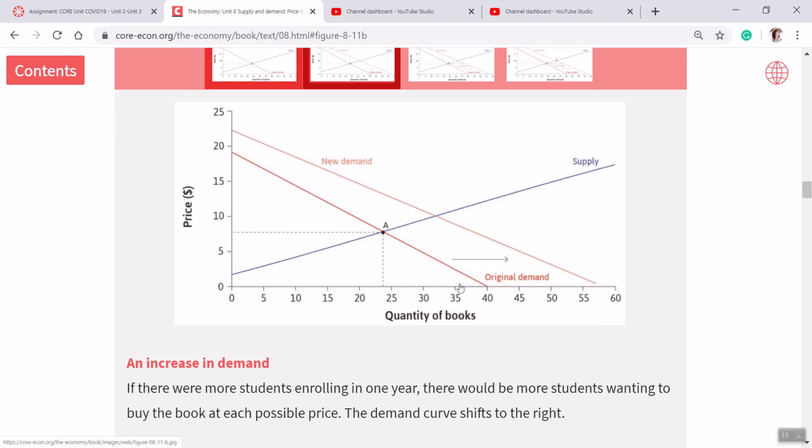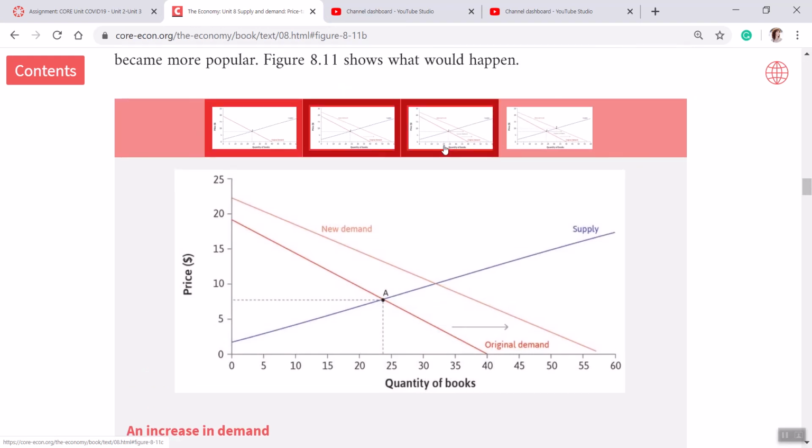And how much more, we can always look at that axis. It looks like we have almost 60 students now. We went from 40 to maybe 58, right? So more people want those textbooks. So what happens next?